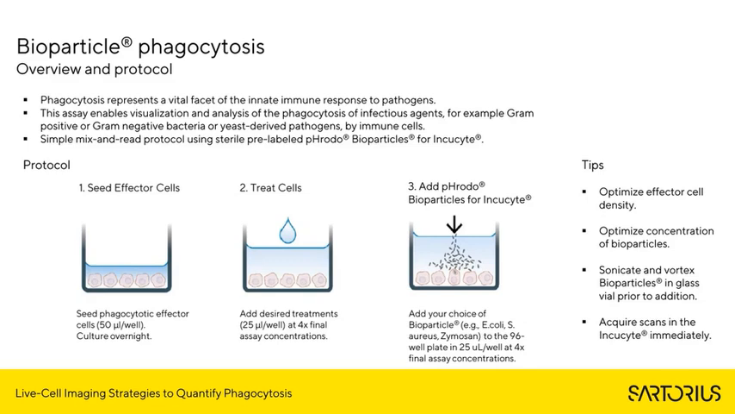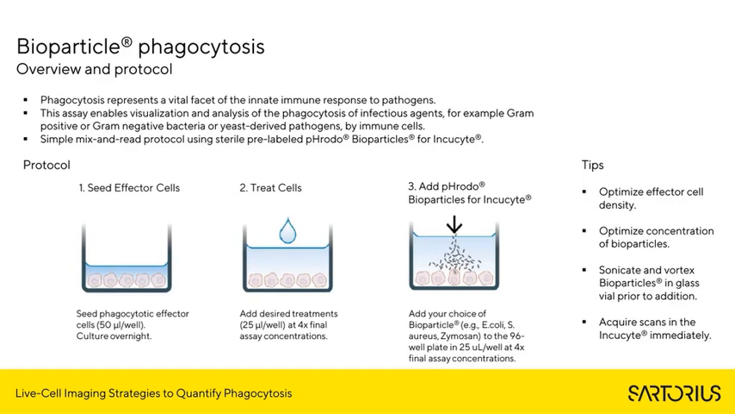So I've got a protocol quick guide here, which is shown for a 96-well plate, but this can be adapted to other formats. So firstly, on day 0, we seed the effector cells, and then these are cultured overnight. The following day, if you are wanting to look at any modulators of phagocytosis, we can treat the effector cells with your desired treatments. And then following their incubation, we can add the bioparticles of choice directly to the plate containing your effector cells.